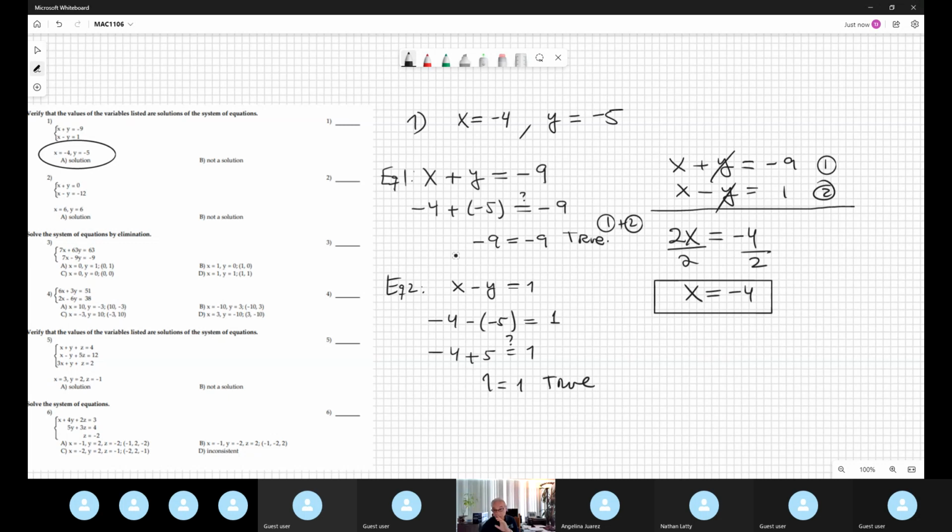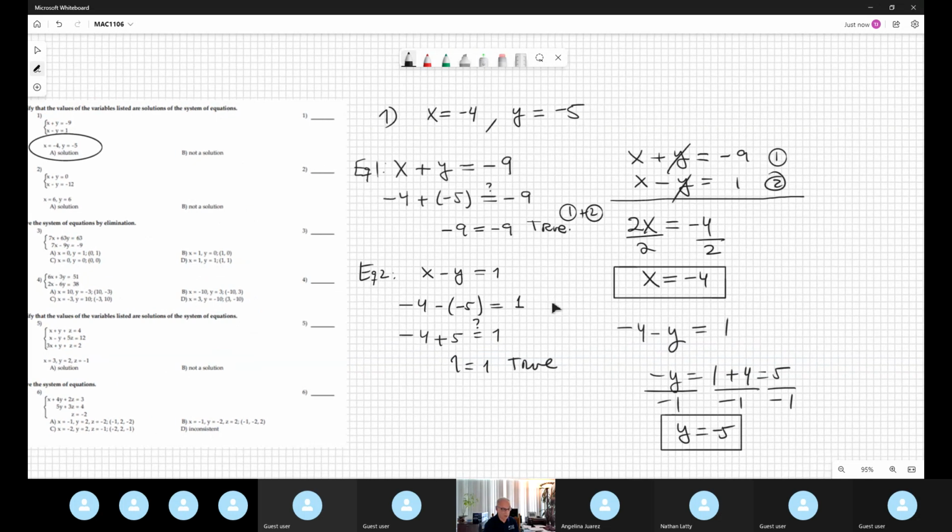In order to find the y, you select either equation. I suppose the second is better because it's easier. You replace x with negative 4: negative 4 minus y is equal 1, minus y is equal 1 plus 4, which is 5, divided by negative 1 both sides, y is equal to negative 5. And you get the same answer, negative 4 and negative 5. Cool, guys? Do you follow me? Yes, Professor. It's super easy.